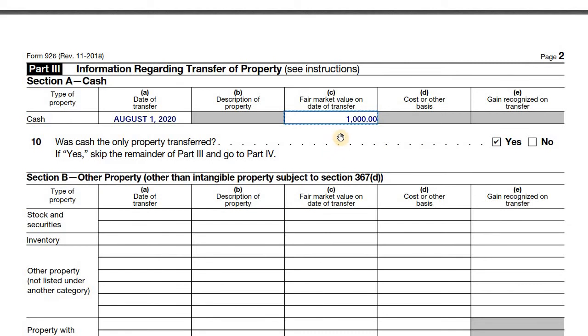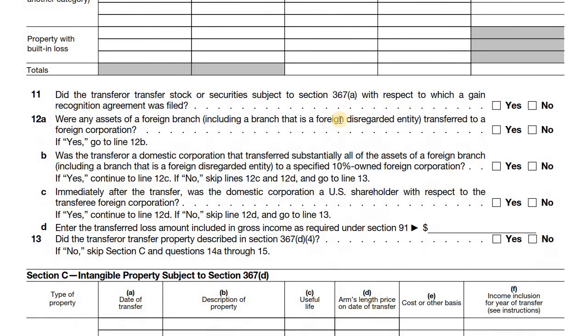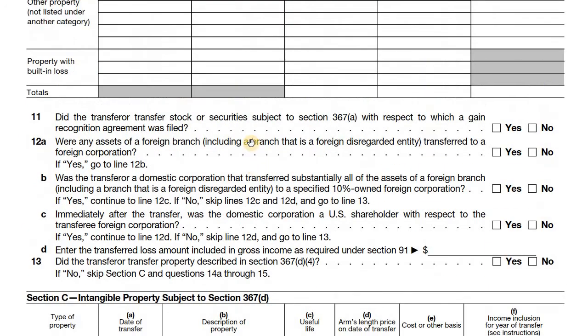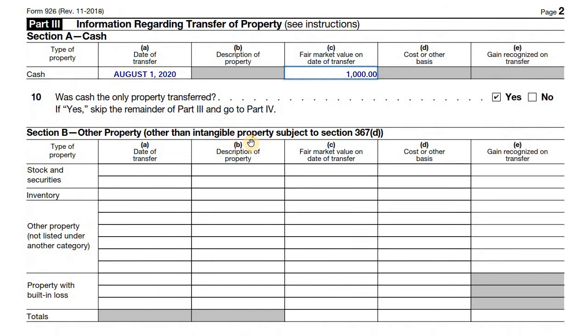Again, in this scenario we're just transferring cash. There are a lot of other sections down here if you're transferring property, and it certainly gets a little more complicated, especially in the intangible property section. And that does happen often for larger companies.